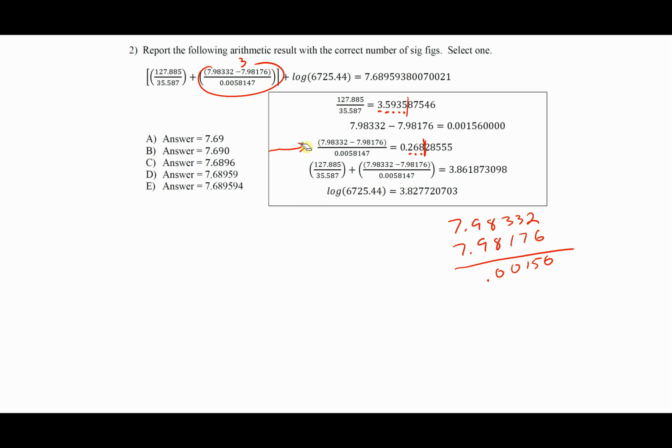Okay. Moving on to the last one. This has 2, 4, 6 significant figures, so 6 sig figs. But when we take the logarithm of it, it'll have 6 sig figs. But we also have this in front. So we have 7 numbers, but 6 sig figs altogether. So let's add these together.